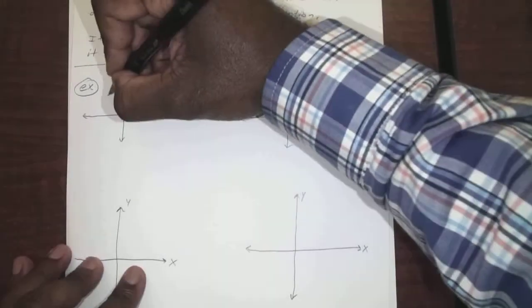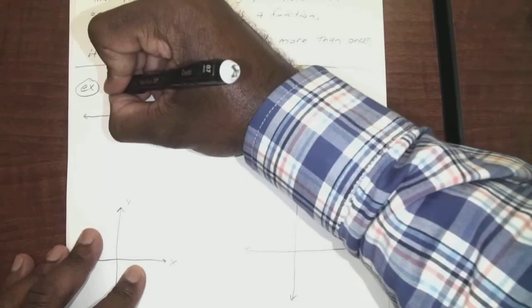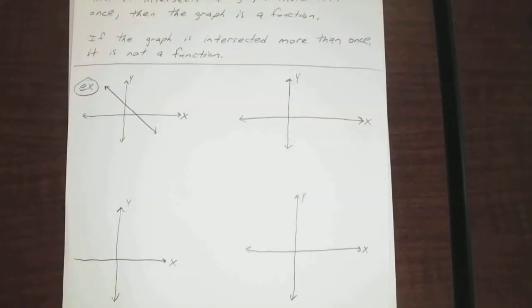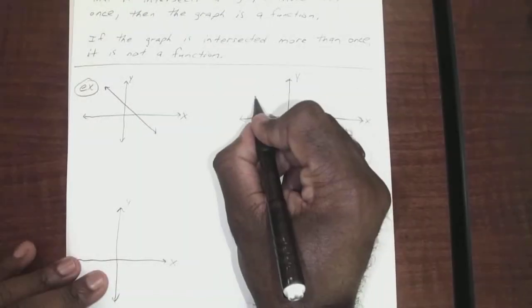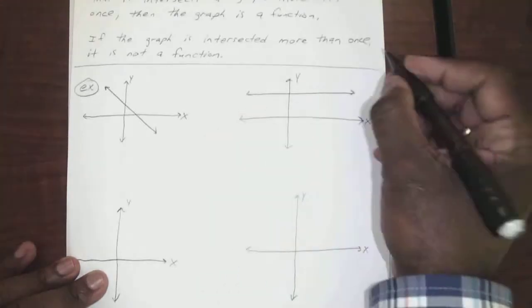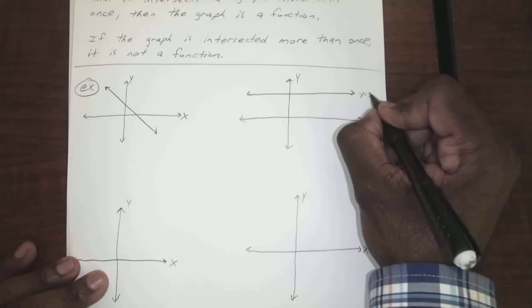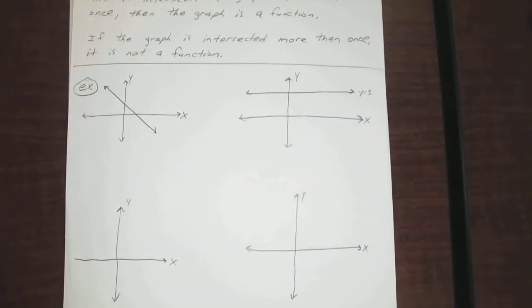Let's say our first graph is just a regular linear function. Say this is y equals 5 or something like that. It could be y equals 5, y equals 4, y equals -8, doesn't matter. If y equals anything, it's just going to be a horizontal line.